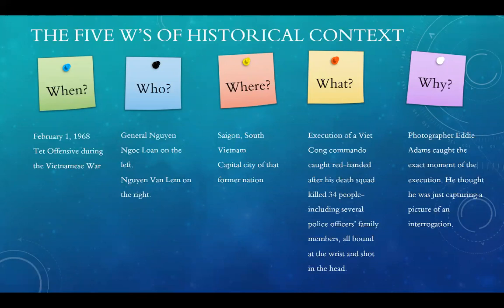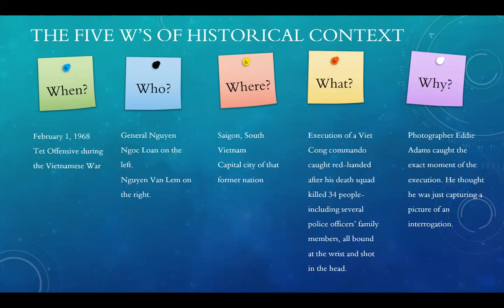Why? Photographer Eddie Adams caught the exact moment of the execution. He thought he was just capturing a picture of an interrogation. There are other photographs that go with the series. Adams just caught the exact moment. He did not know that the general was going to shoot the prisoner. He thought he was just going to capture a picture of interrogation. In standard procedure, you put a gun to the guy's head. That was how they did things. Instead, Loan pulled the trigger. And the picture captures the bullet just after it's in Lem's head.